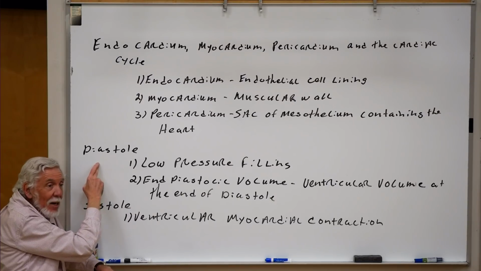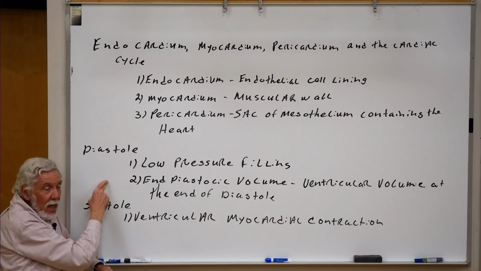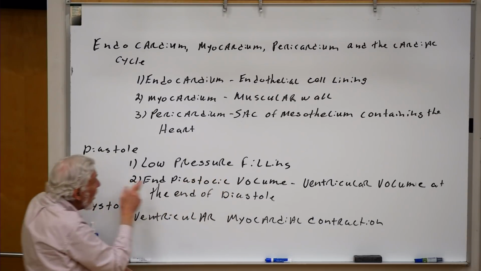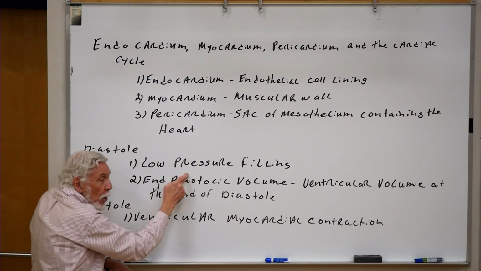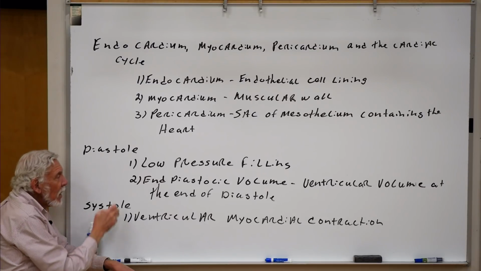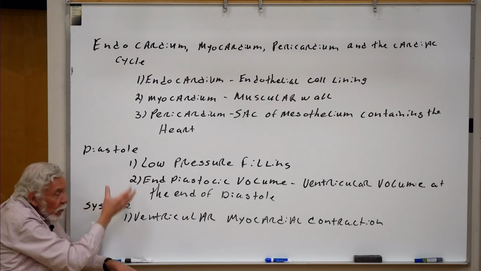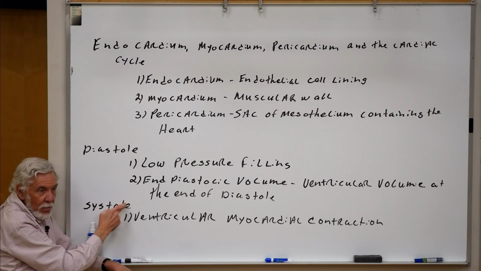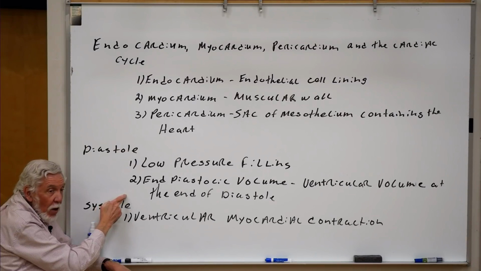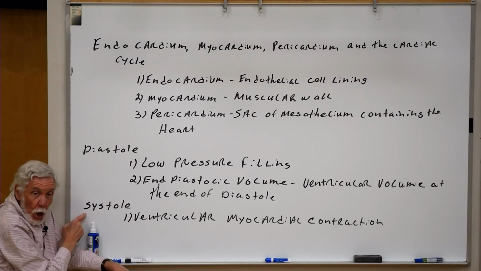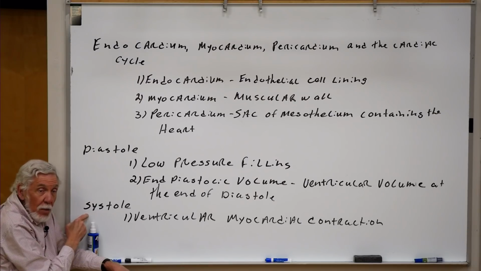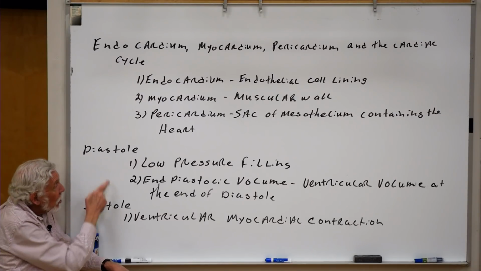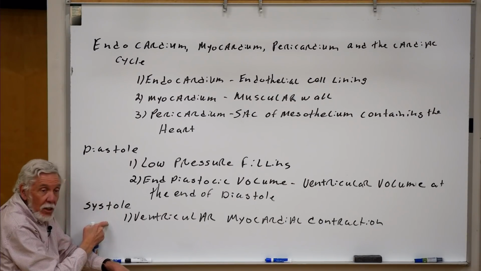Diastole is a fancy Latin word which simply means filling. Diastole is the period when the chambers of the heart are filling with blood. So diastole is low pressure filling of the chambers. There's a point we reach where we have filled the chambers with blood, and this point is called the end diastolic volume. We'll then see at the point of end diastolic volume, we begin the contraction of the myocardium.